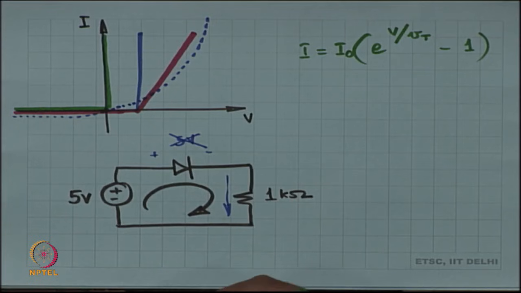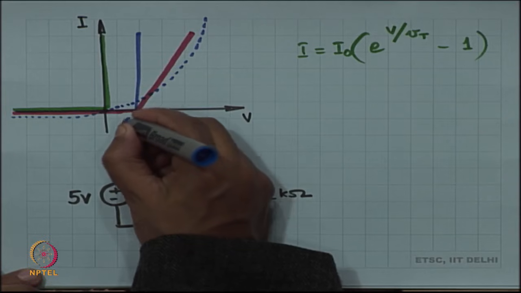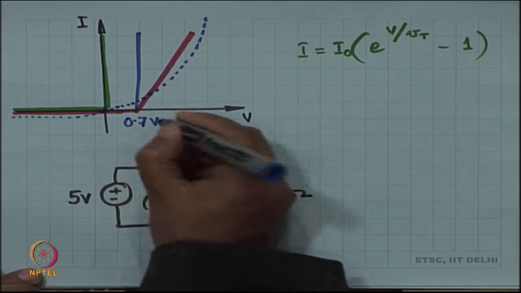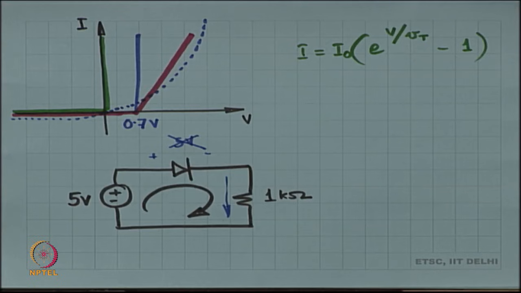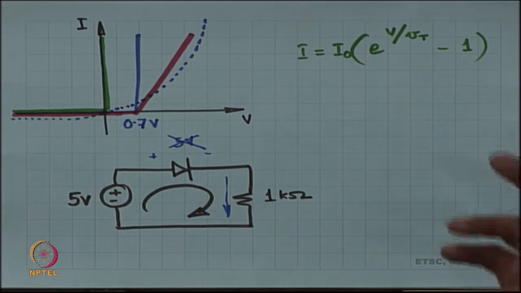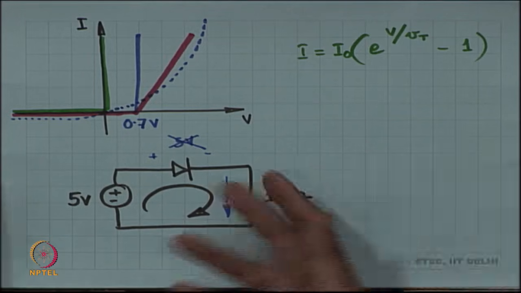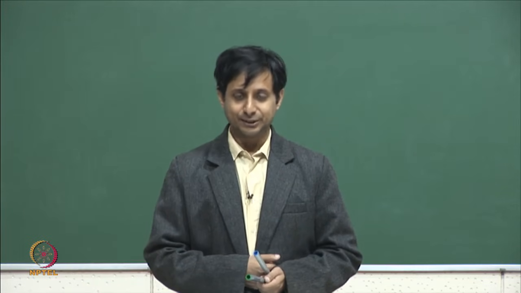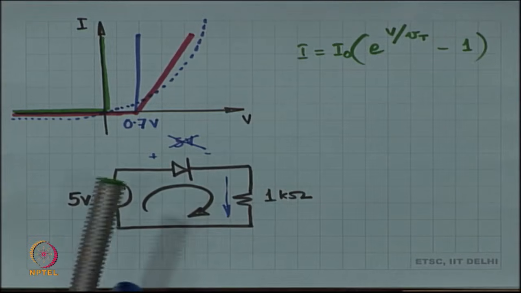Now, let us work with the second approximation. Let us say that this diode cut in voltage is 0.7 volts. This is a very safe approximation if we are talking about silicon. A silicon diode normally has a cut in voltage of around 0.7 volts. In such a scenario, what is going to happen? Is the diode on or off? Once again, if it is off, then the drop across it is positive, which means that it has got to be on, because positive voltage is not going to be sustained.